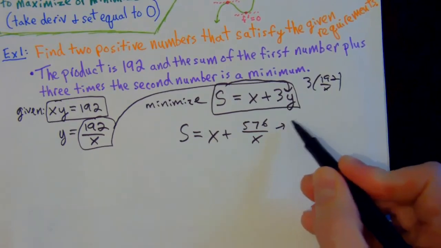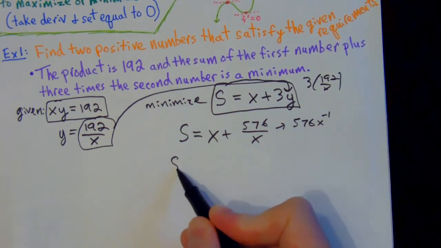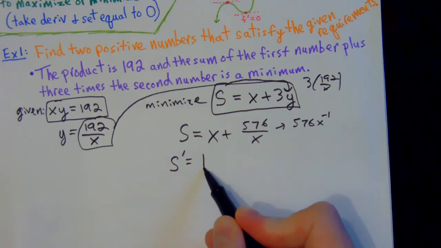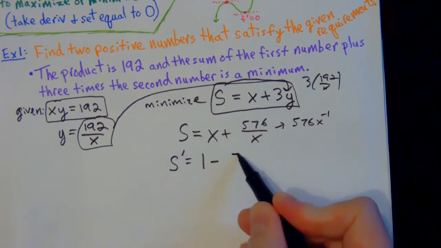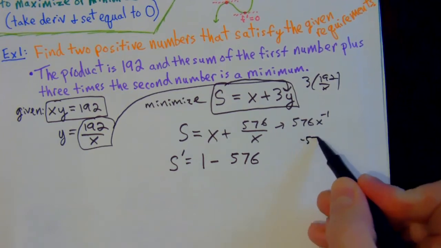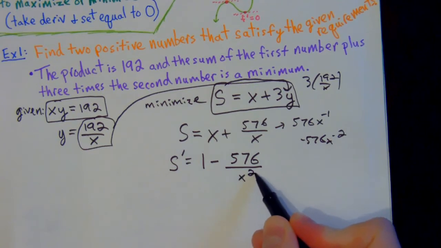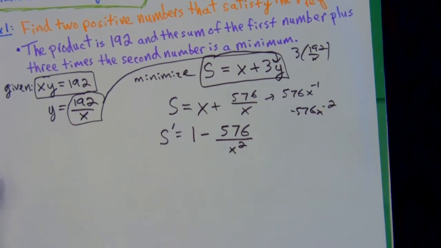So remember that this part here is really 576 x to the negative 1. So when we take its derivative, the derivative of x is 1, and then you're going to multiply by the power, decrease the power by 1. So that's going to be negative 576 x to the negative 2. And then I'm going to get rid of those negative exponents, like we always do, make that over x squared.